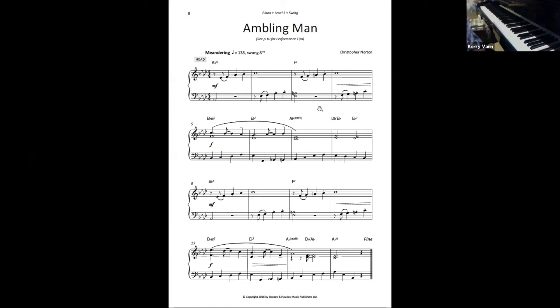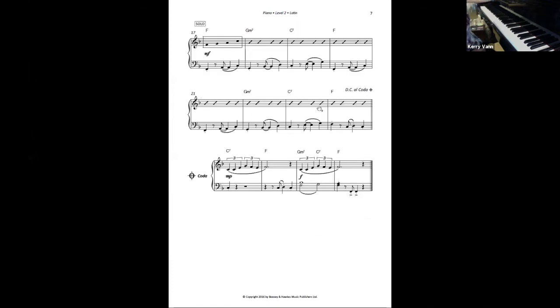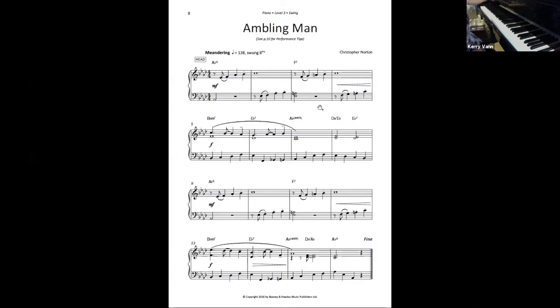And yes, the iPad has turned off again. So I'll just call it back up. And where am I looking? I'm going to Ambling Man. Oh, by the way, it's got the keys on there.